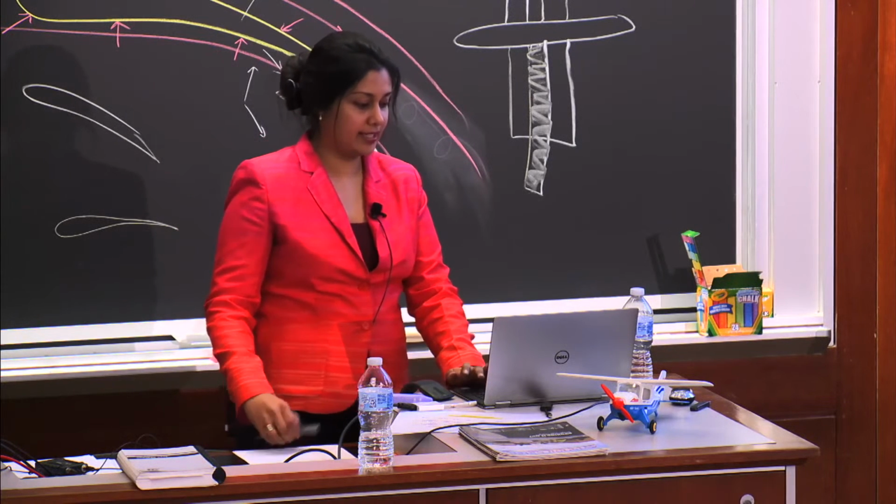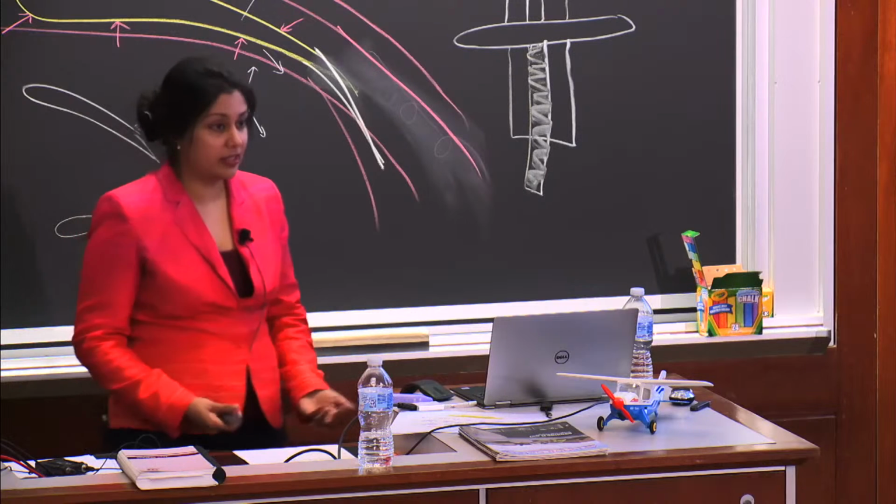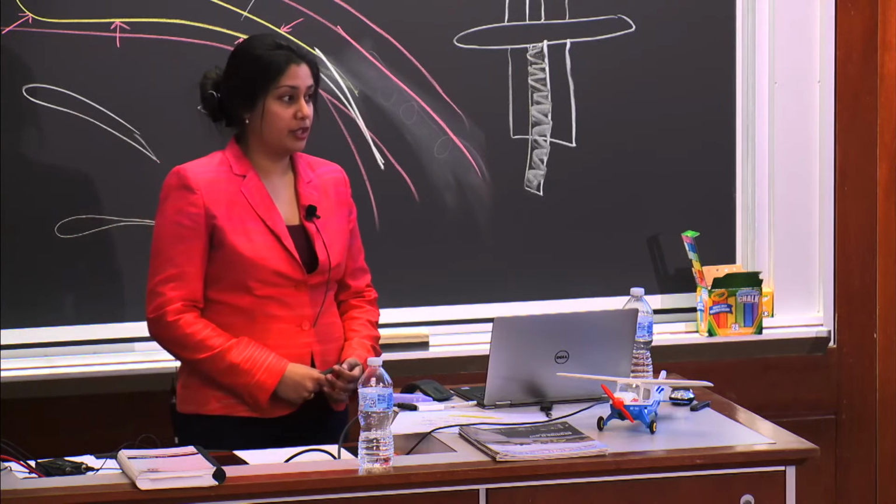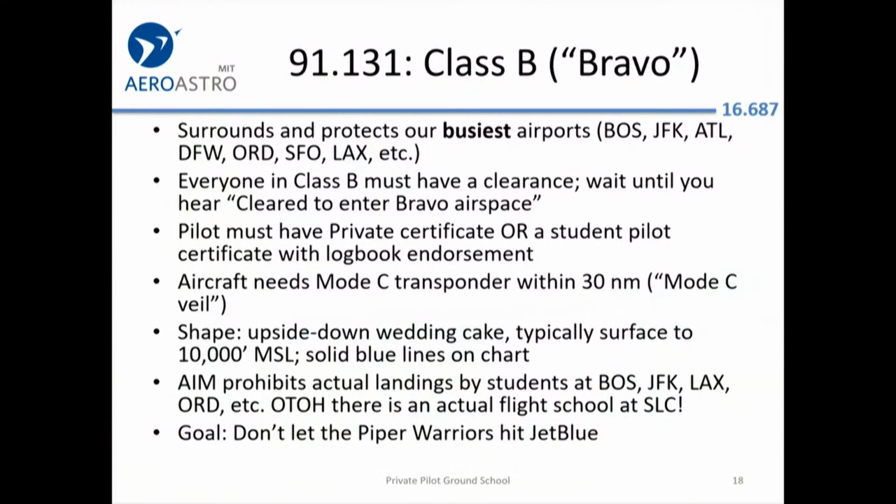Okay. The next is Class Bravo. This is a lot more relevant to something that you might encounter. This is right around over here. It's right around Boston Logan Airport. We heard Meenakshi talk about her time talking to JFK, to Kennedy Tower, right around New York. All of the busy airports have Class Bravo. So the way to remember Bravo is busiest. The busiest airports are Class Bravo.